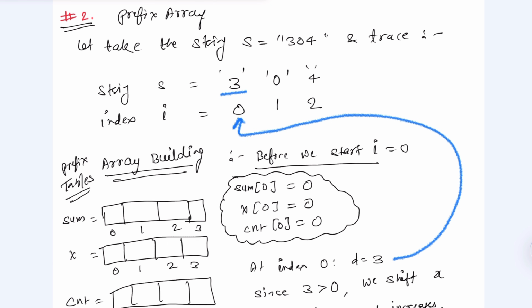Before we start, at i equal to 0, at index 0, what do we have? 3. If you go here, we have been given this string, and at index 0 we have 3. At index 1 what do we have? 0. At index 2 what do we have? 4. So we have to use these things.